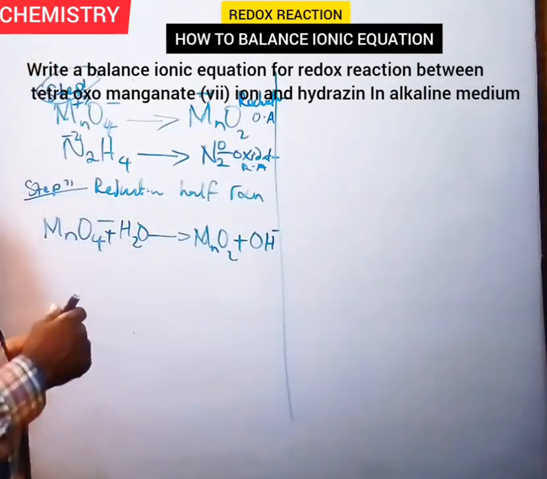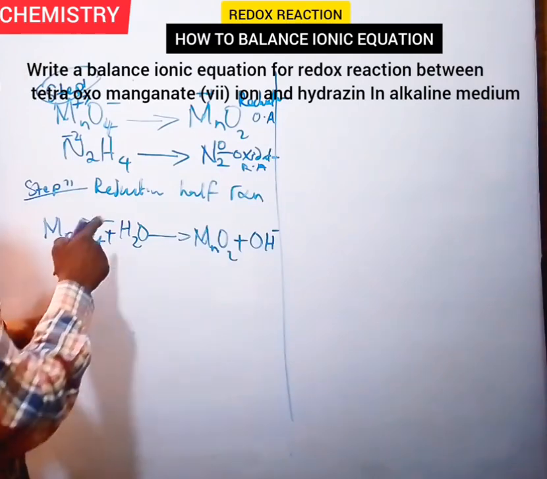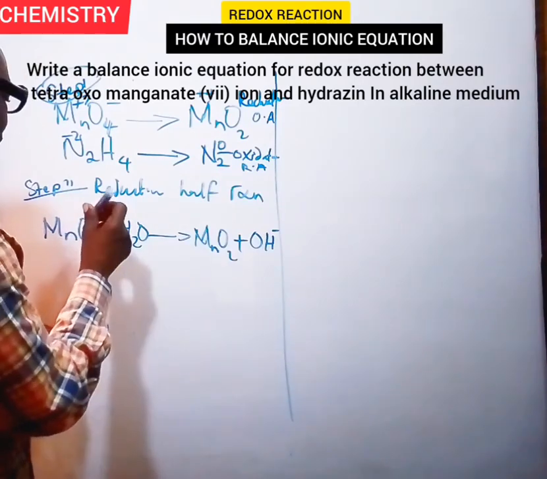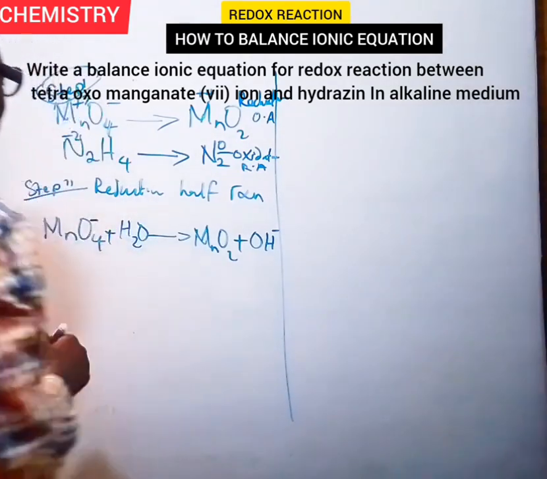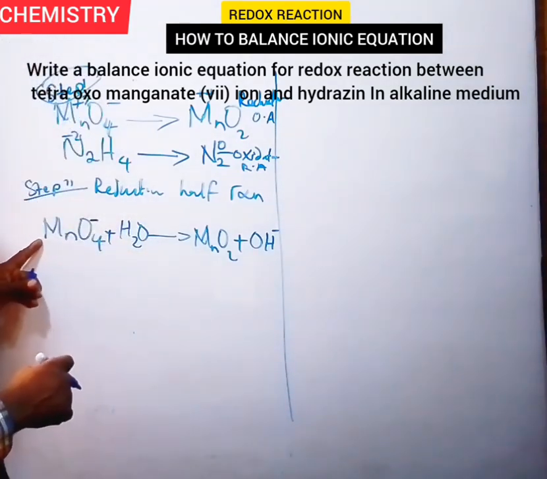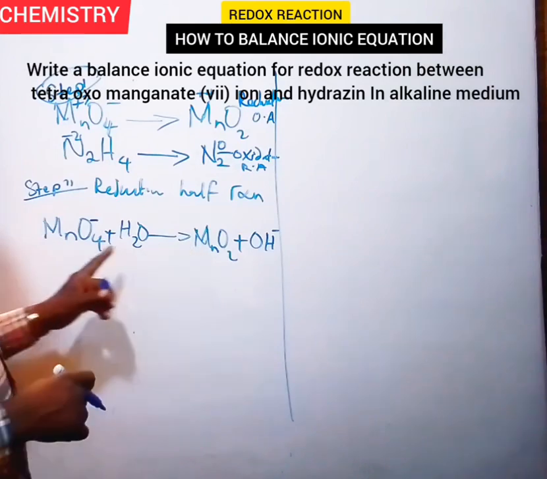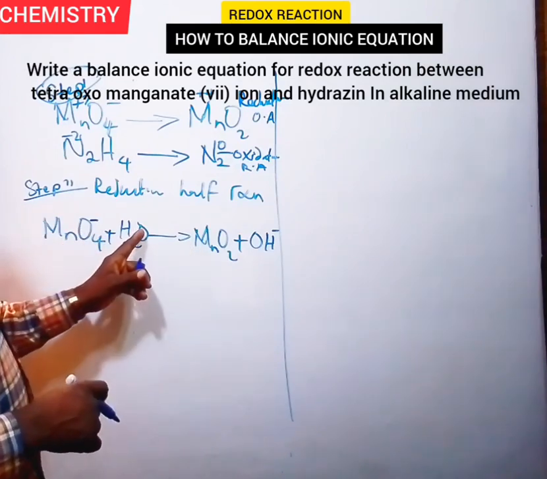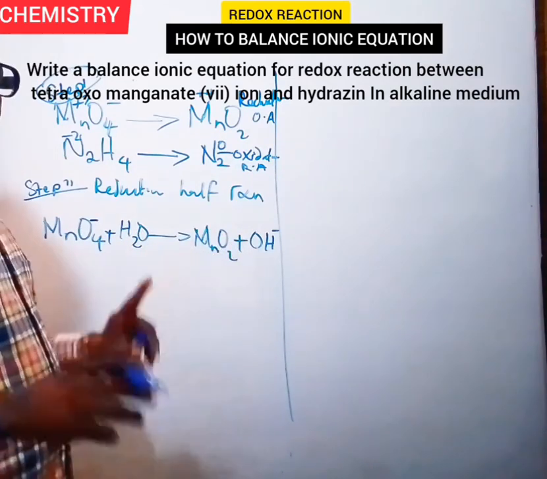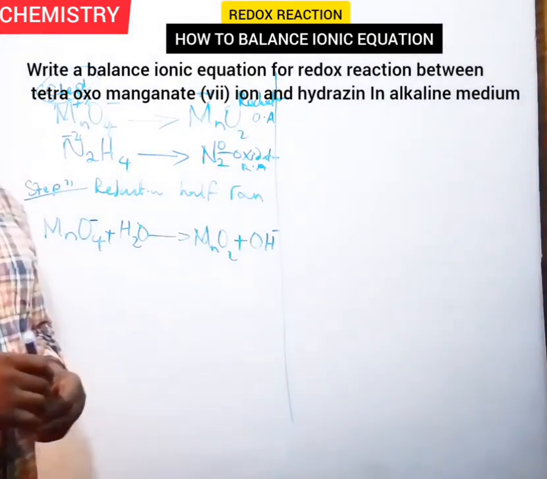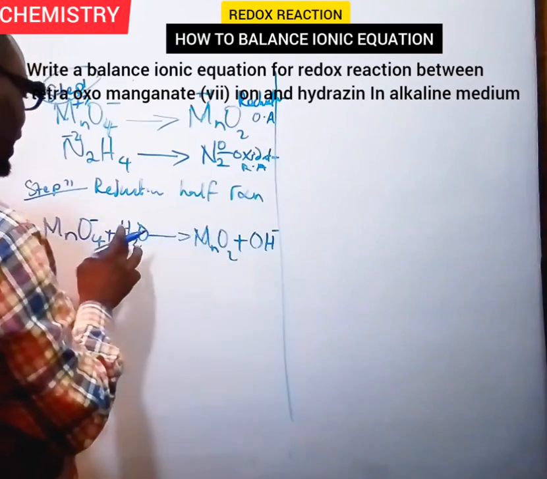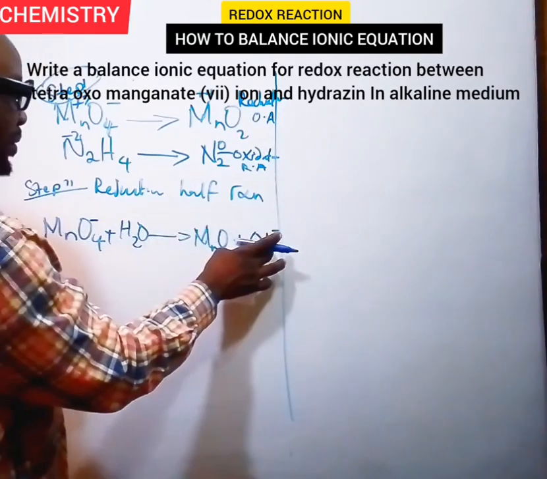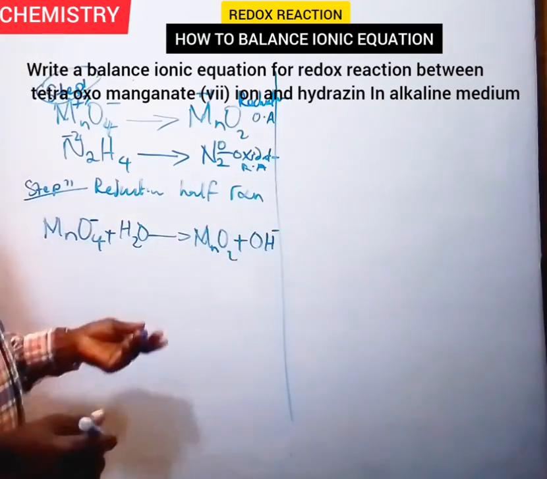So let's now balance this equation. We have it like this. We have manganese 1 here, 1 here. Oxygen is 4, 5. Oxygen 2, 3. That's unbalanced already. So let's put what we have here. How many hydrogen? 2 here, 1 here, 2 here, 1 here.